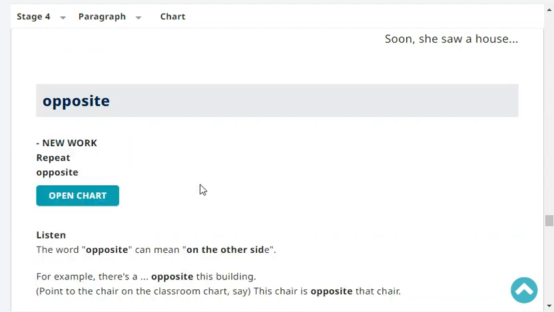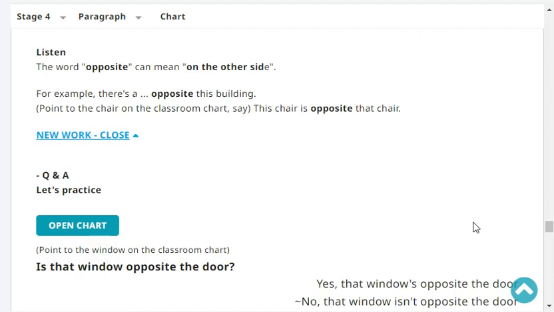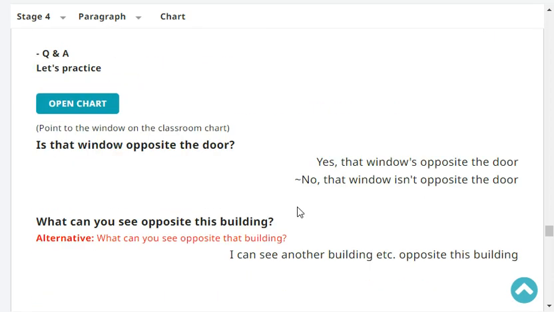Okay, next repeat. Opposite. The word opposite can mean on the other side. For example, there's a house opposite my building. This chair is opposite that chair. Let's practice. Is your window opposite the door? No, the window isn't opposite the door.